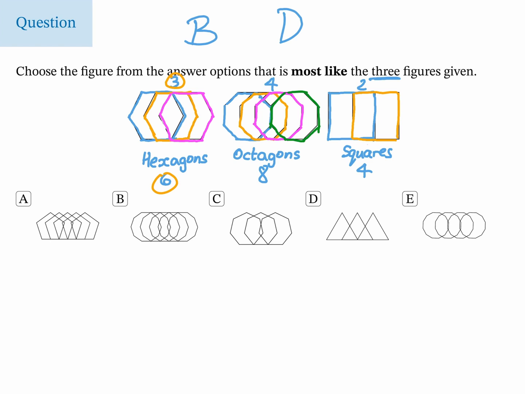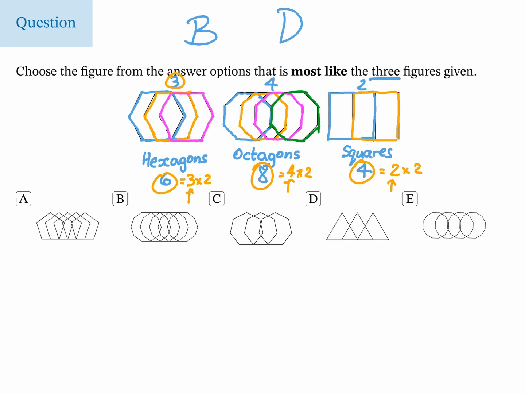So hexagons are 6-sided. 6 is equal to 3 times 2, and we've got 3 hexagons overlapping. Octagons are 8-sided. 8 is equal to 4 times 2, and we've got 4 overlapping octagons. Squares are made up of 4 sides. It's equal to 2 times 2, and we've got 2 overlapping squares.